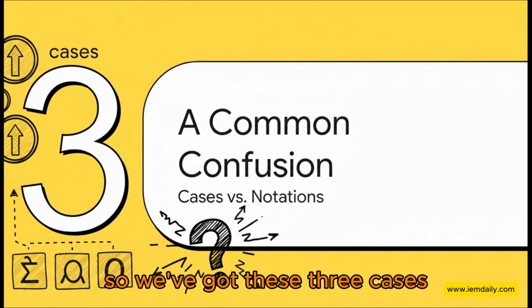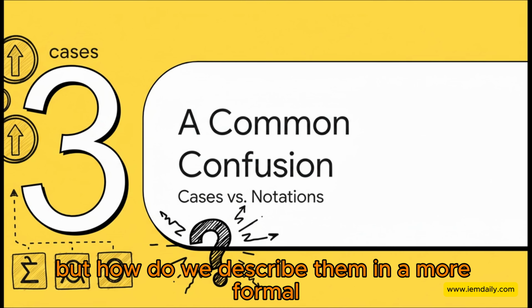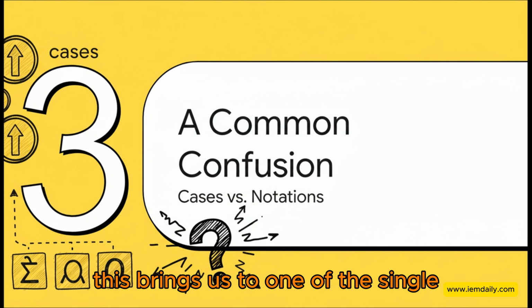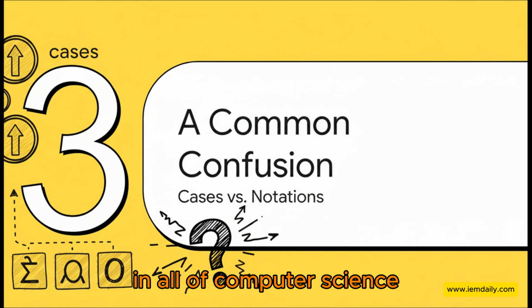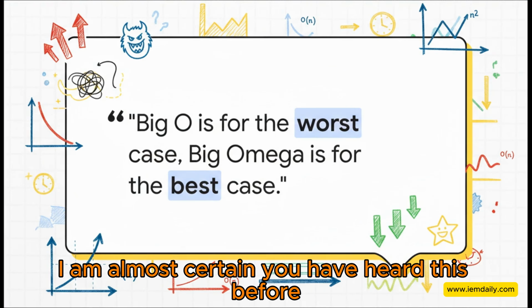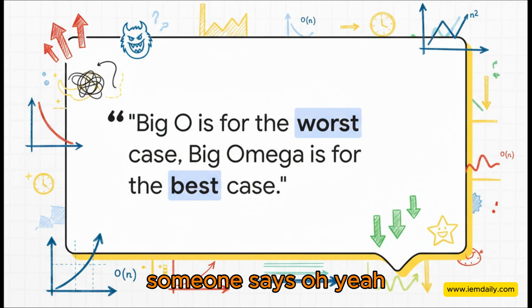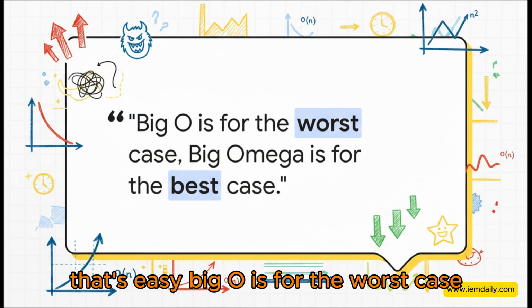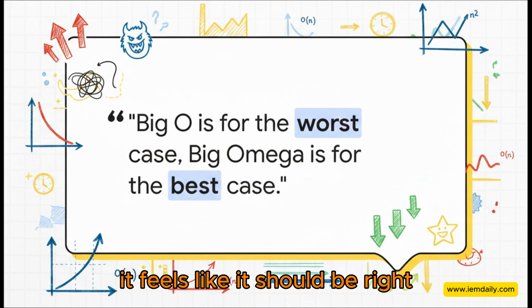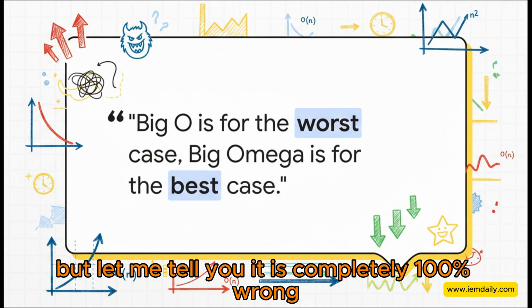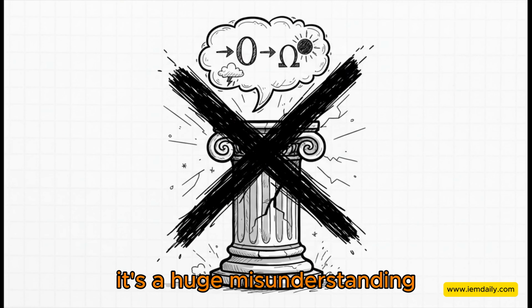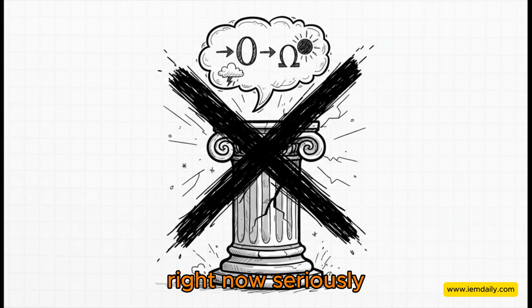So, we've got these three cases, but how do we describe them in a more formal, mathematical way? Well, this brings us to one of the single biggest points of confusion in all of computer science, the difference between cases and notations. I am almost certain you have heard this before. Someone says, oh yeah, that's easy. Big O is for the worst case, and big omega is for the best case. It sounds so neat and tidy, it feels like it should be right. But let me tell you, it is completely 100% wrong. It's a huge misunderstanding, and we're going to clear it up right here, right now.